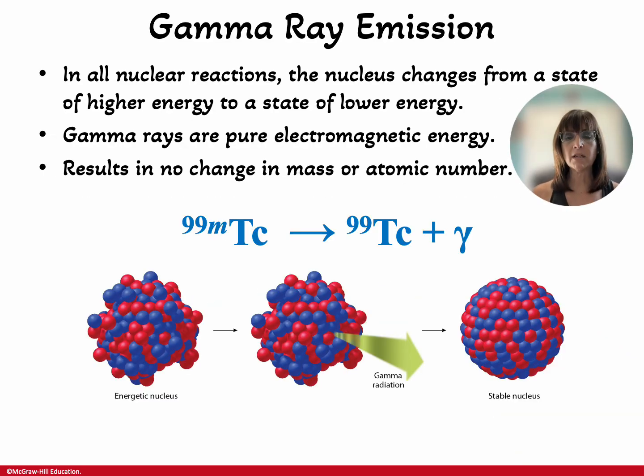All right, the last kind of emission is gamma ray. And basically it's just the release of high energy. So the mass doesn't change, the atomic number doesn't change, the element doesn't change. You're just giving off radiation. So if you look at the picture, you have a nucleus emitting radiation, and that's about all that changes.